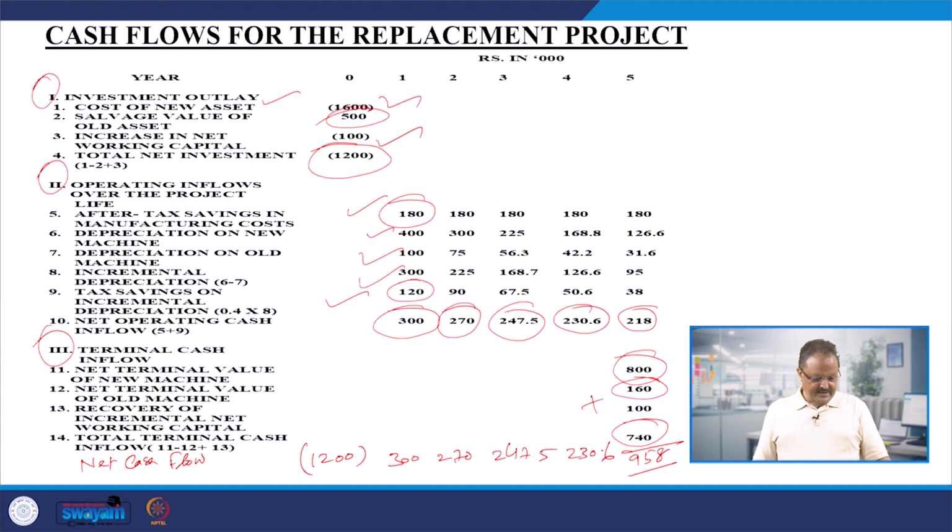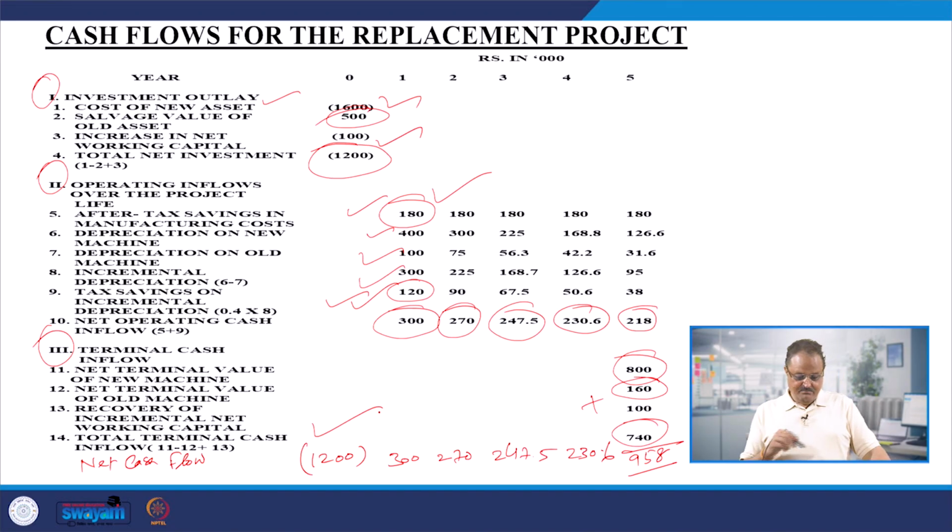So we will have to take the total savings in the cost. The two sources we have taken into account are, first, the after-tax savings in the manufacturing cost, because the manufacturing cost of the old machine may be more and the manufacturing cost of the new machine will be less because it is more efficient. So 180 we are going to save on this account, and 120 we are going to save on account of tax, because the new machine's depreciation is more, so your tax liability will go down. So the sum total of the operating inflows is 300 in the first year, next year 270, 247.5, 230.6 and 218, and this way we are calculating the net cash flow.